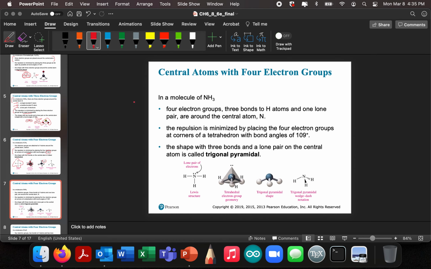Okay, another molecule with 4 electron groups is ammonia. Ammonia has 4 electron groups, 3 bonds to a hydrogen atom. There's 1, there's 2, there's 3. And then the 4th one is a lone pair of electrons. The repulsion is minimized by placing the 4 electron groups at corners of a tetrahedron with bond angles of about 110 degrees. The shape with 3 bonds and a lone pair is not tetrahedral anymore, it's called trigonopyramidal.